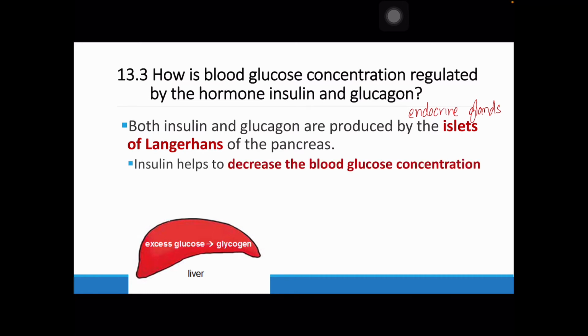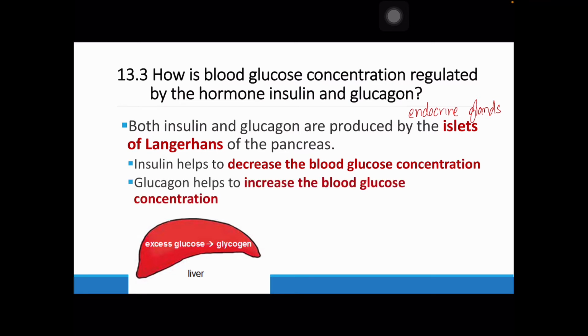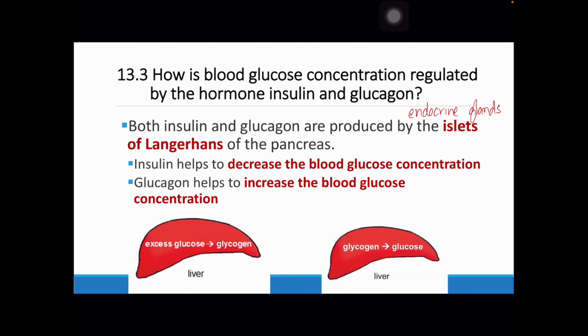Insulin helps to decrease the blood glucose concentration, whereas glucagon helps to increase the blood glucose concentration. And one of the target organs that they work on is the liver. They can result in a conversion of excess glucose to glycogen in the liver, or conversion of glycogen back into glucose in the liver.